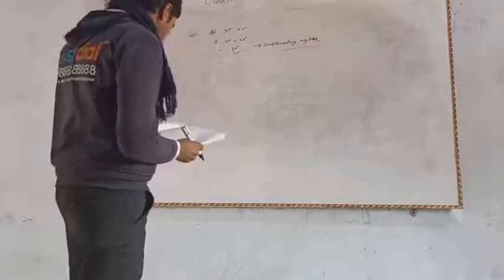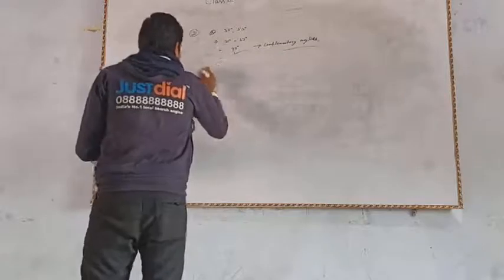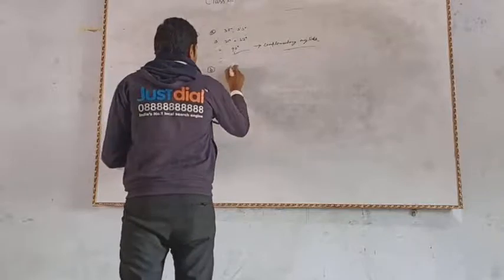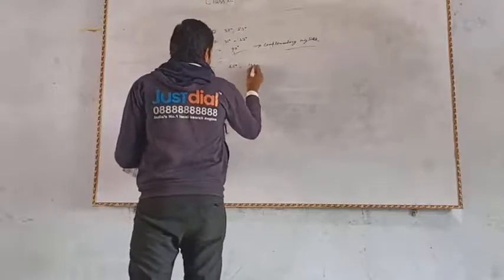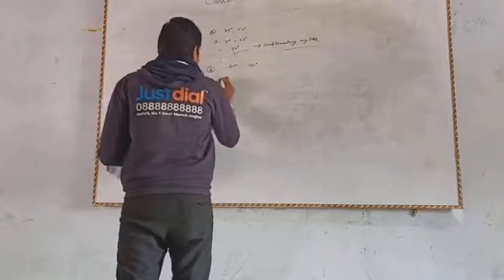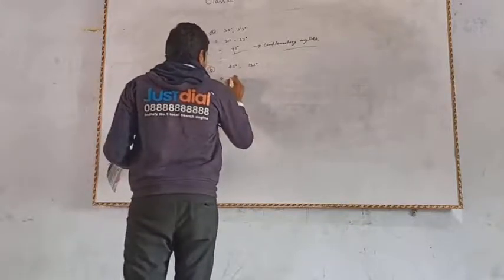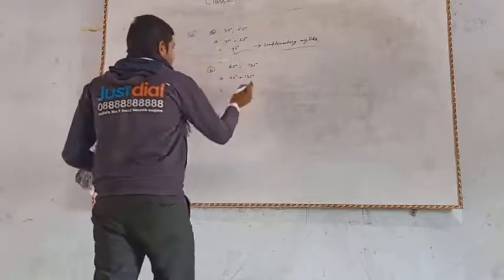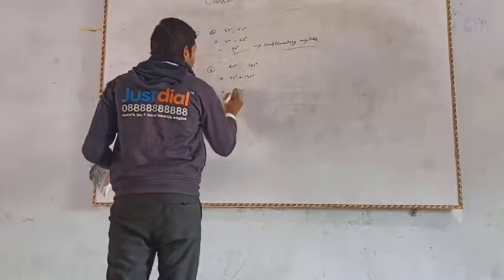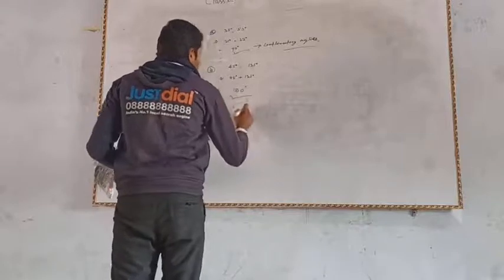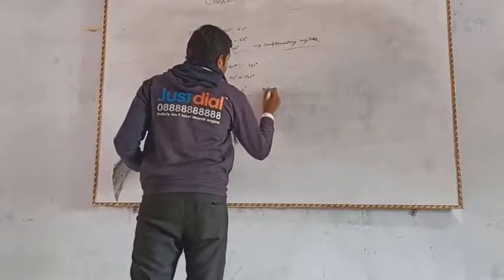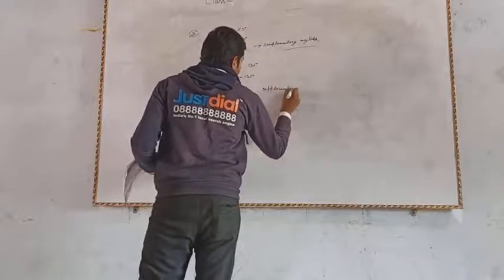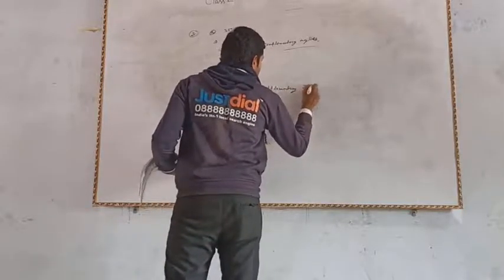In part B, you are given the pair 45 degrees and 135 degrees. First of all we sum them: 45 plus 135 degrees is equal to 180 degrees, so that is called supplementary angles.